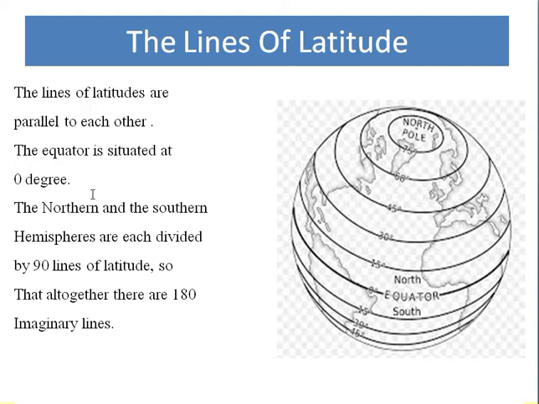The equator is situated at 0°. You can see here. The northern and the southern hemisphere are each divided by 90 lines of latitude. So that altogether there are 180 imaginary lines or 180 degrees. So the equator is situated at 0, and the northern and the southern hemispheres are each divided by 90 lines of latitude, as I just read here. The lines of latitude are parallel to each other.